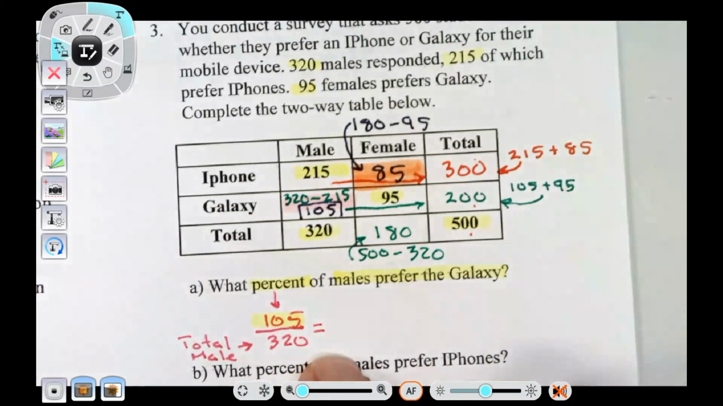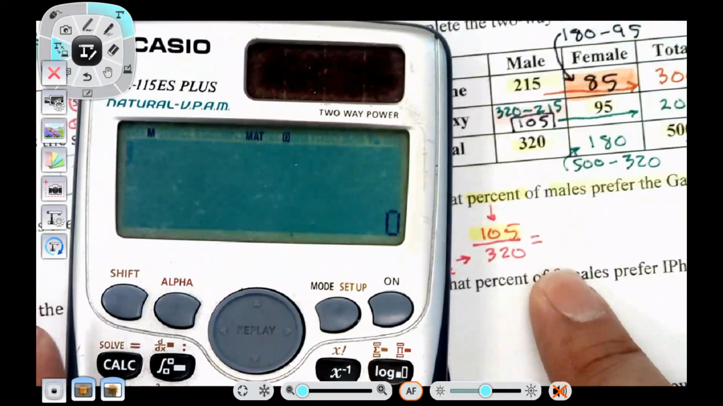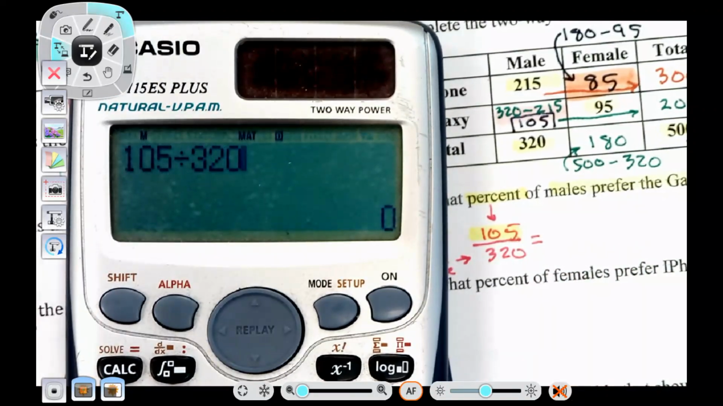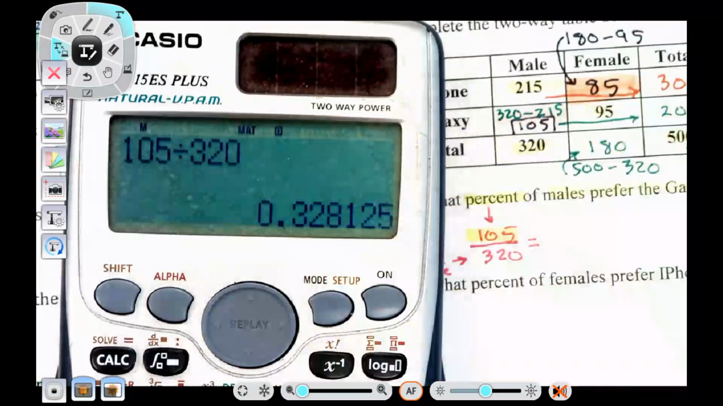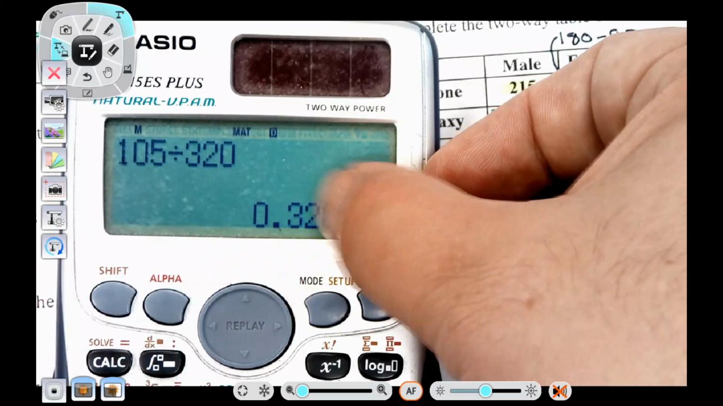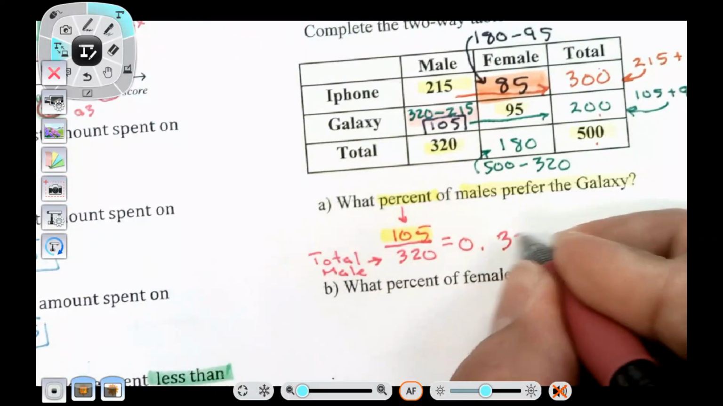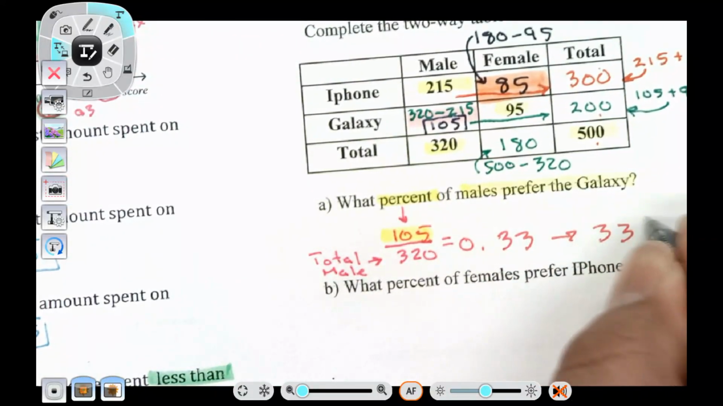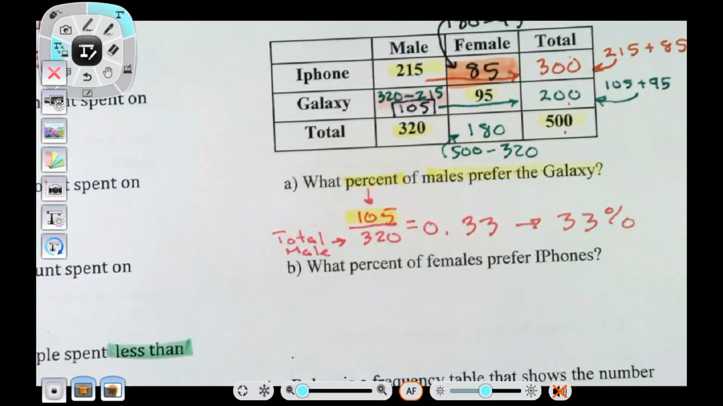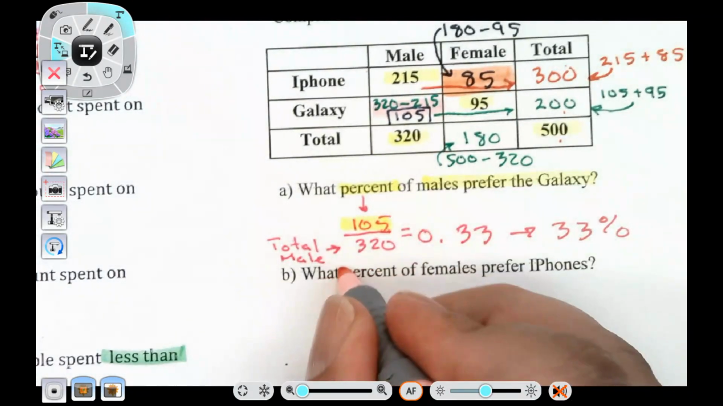Now I can let my calculator take over. And this is just basic division here, nothing else. So 105 divided by 320, I get 0.328. Now my answer is either 32 or 33, but that 8 says I have to round it up. So I'm going with 33. So 0.33, which means 33%. That's why we use 2 decimals, because when I write my percent, it should be 2 spaces over.